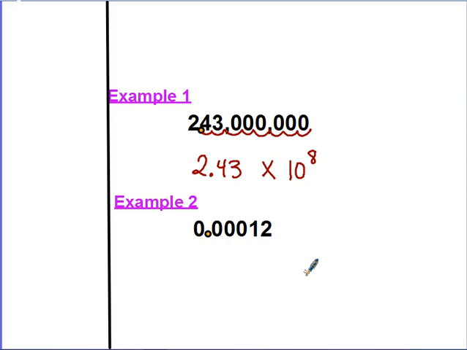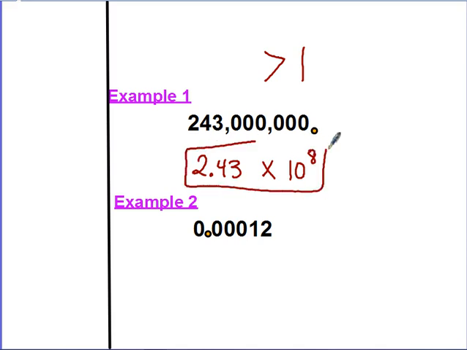Now, let's talk about whether it's going to be a positive exponent or a negative exponent. Let me put the decimal back where it was to begin with. This original number was bigger than 1 whole, greater than 1 whole. Obviously, 240 million is bigger than 1 whole. So therefore, my exponent should be positive. There is my final answer. Let's do another one.